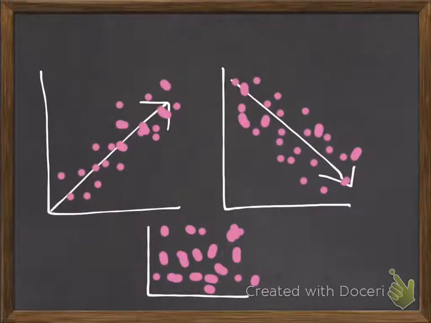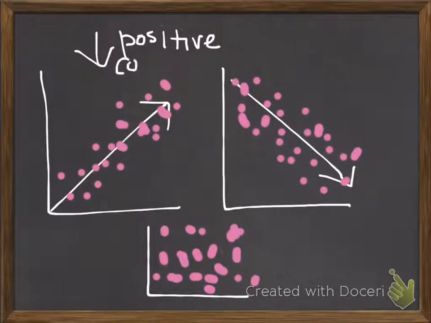So for the first one, this is going to show a positive relationship because if you look from left to right, and I've drawn the line through there, you can see that the line is going up from left to right. So this is going to be positive. And they call this correlation, okay? So a relationship is called a correlation. So this is a positive correlation.